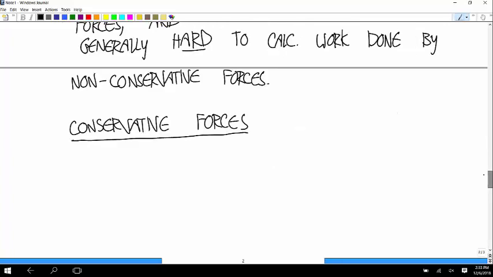A conservative force is one where knowing an object's location is enough to know the force that's applied.